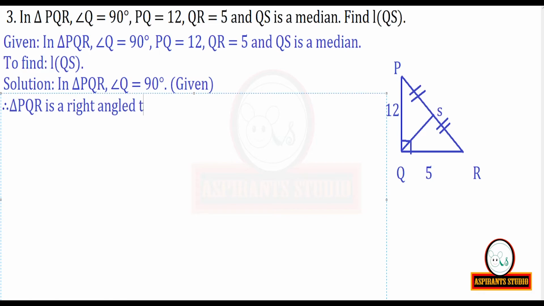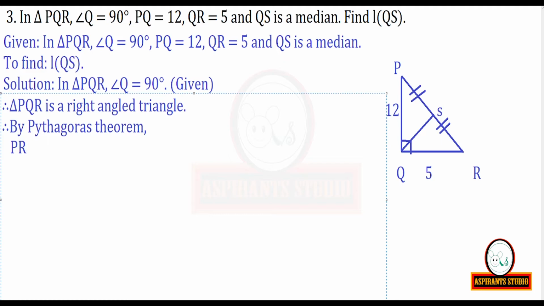Since triangle PQR is a right angle triangle, we can apply Pythagoras theorem here. Therefore, by Pythagoras theorem, hypotenuse square is equal to one side square plus other side square. Here, what is the hypotenuse? The side opposite to 90 degrees in the right angle triangle is PR. So, PR is the hypotenuse.